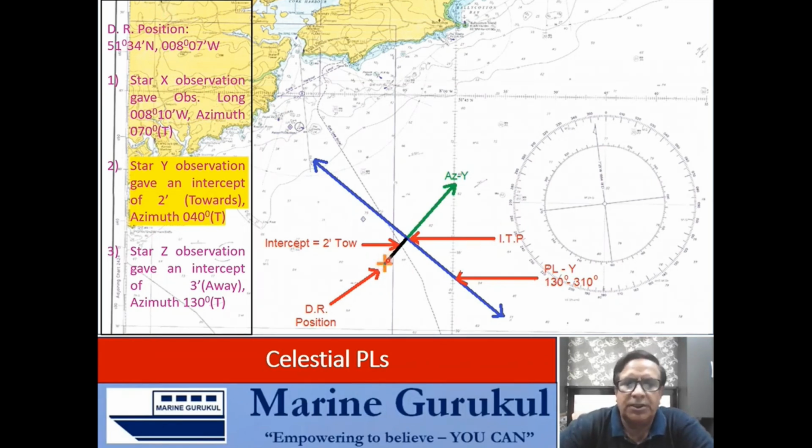So here is where we draw the DR on the chart. Then we draw the azimuth of the body, which in this case is 040.